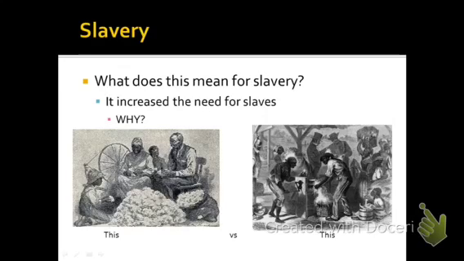Okay. So what did this mean for slavery? Well, it did increase the need for slaves. It did. So the cotton gin increases the need for slaves, but why? Why do we go from, if you see the picture on the left, where there's a family sitting around picking cotton, to the picture on the right, where there's obviously people standing there pulling it out? So why does this machine increase the need for slaves if it's making the slave work easier?